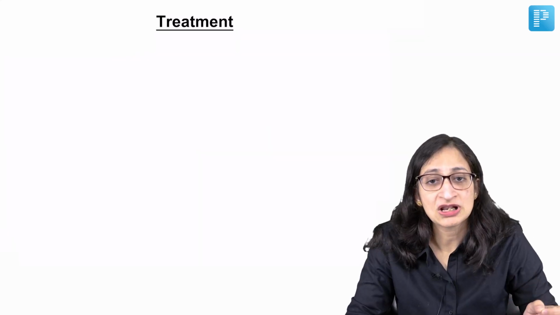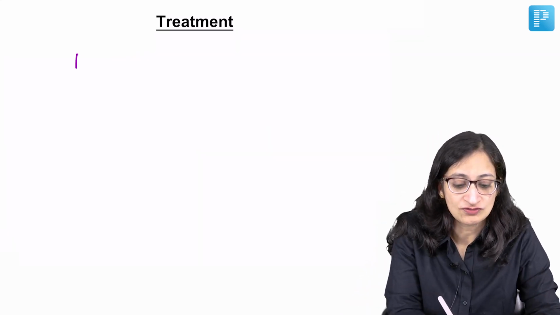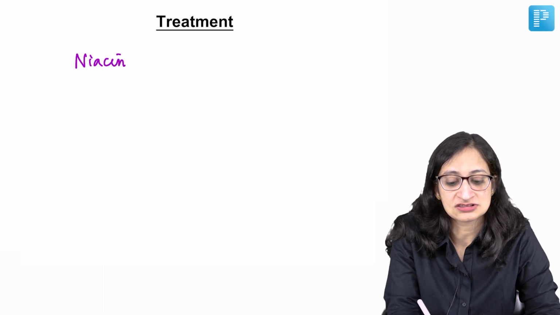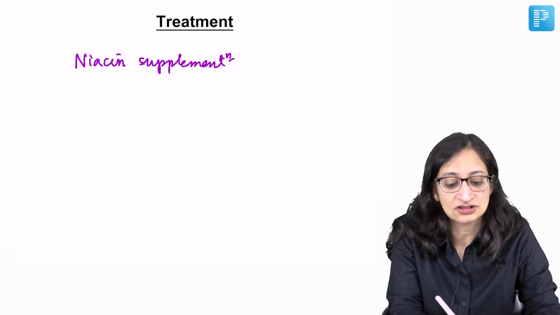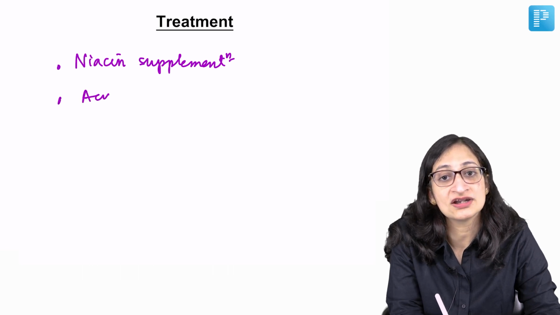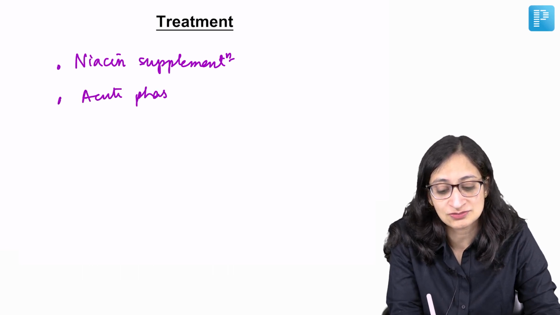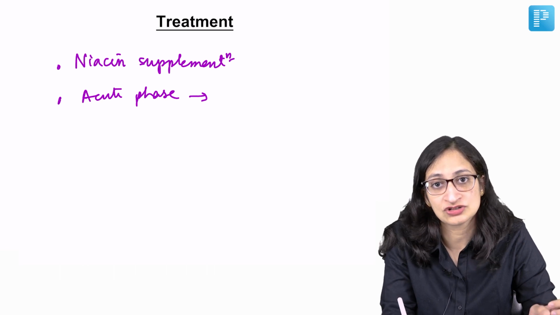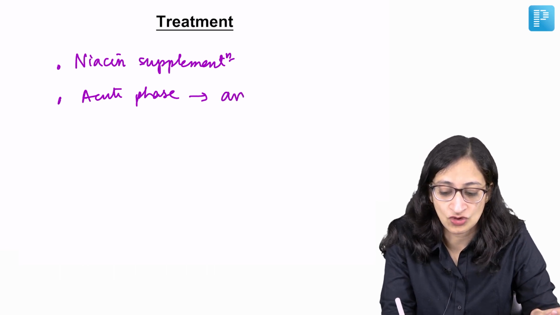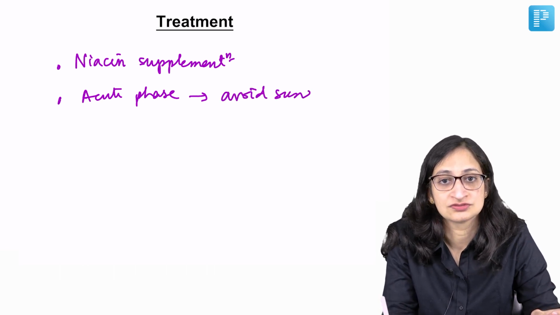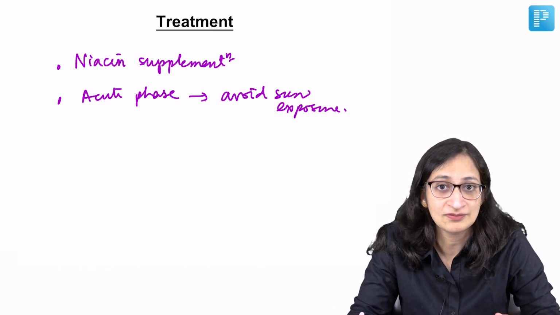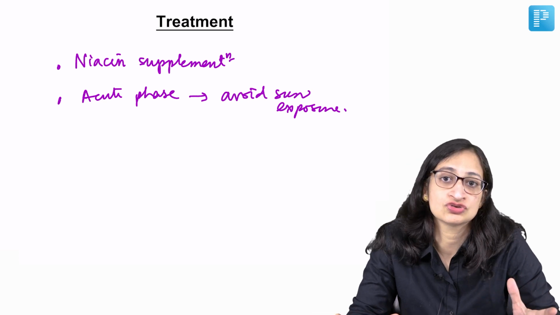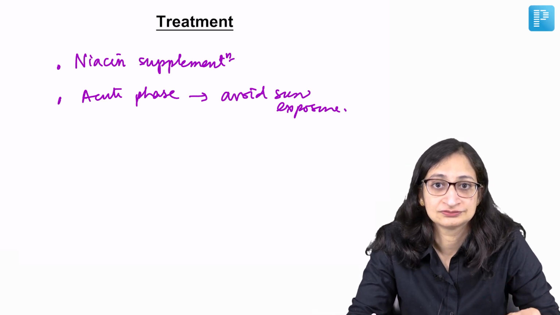So the treatment of pellagra, we all know, is supplementation of niacin. So you have to give niacin supplementation, and during the acute phase, you have to avoid sun exposure. Some soothing agents can be applied on the skin. So acute phase, avoid sun exposure, right? And the nutrition needs to be properly maintained. So that also has to be taken care of, right?